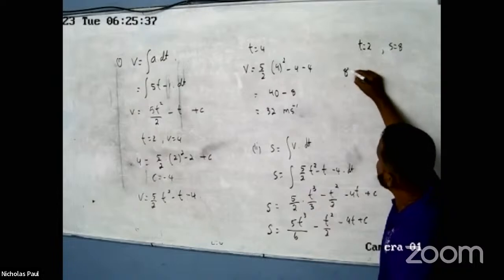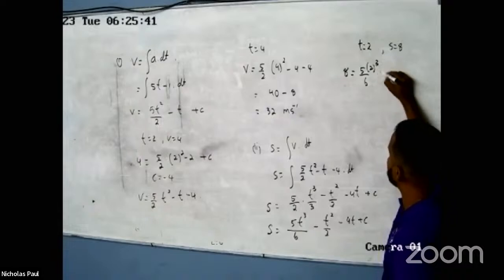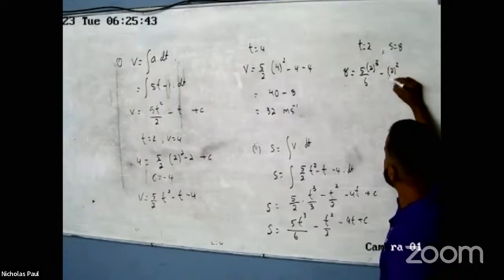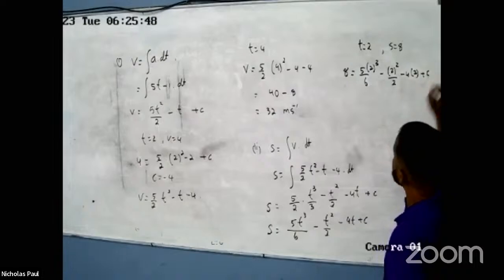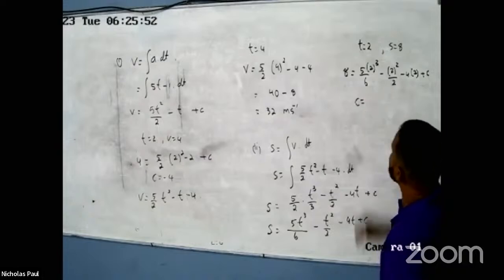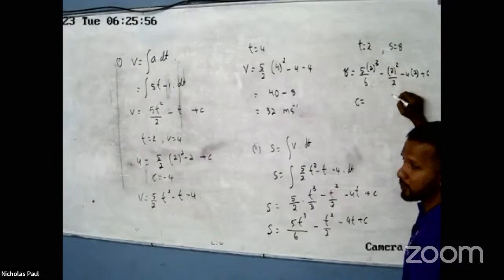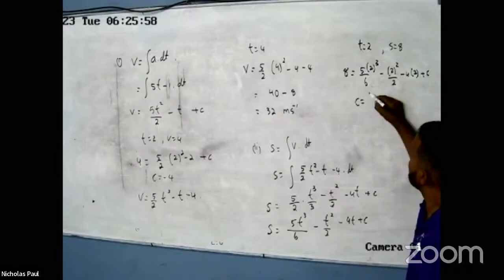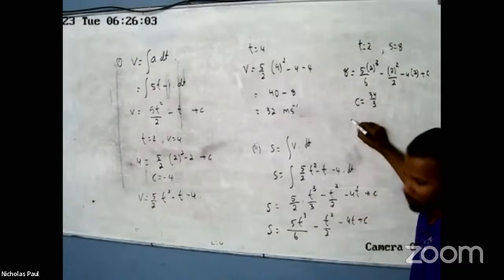So s is 8 is equal to 5 by 2 cubed on 6, minus 2 squared on 2, minus 4 by 2 plus c. So work this out. Anybody work this out? How much? c is 34 on 3.